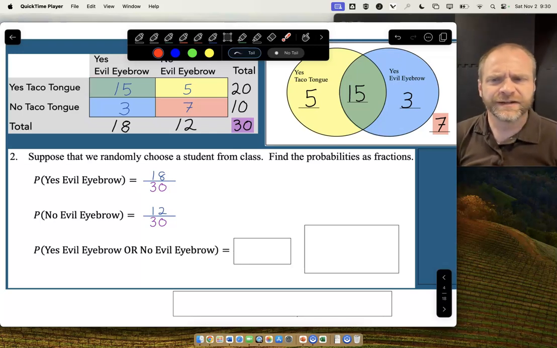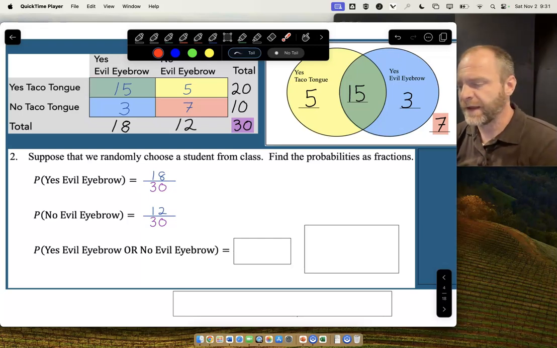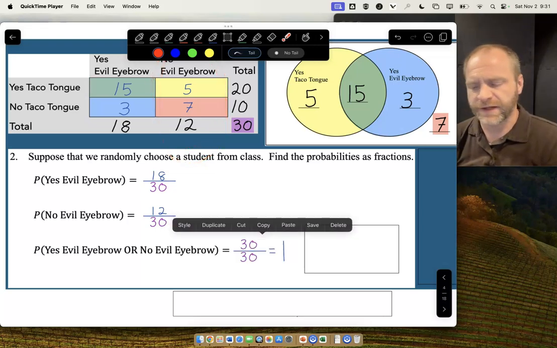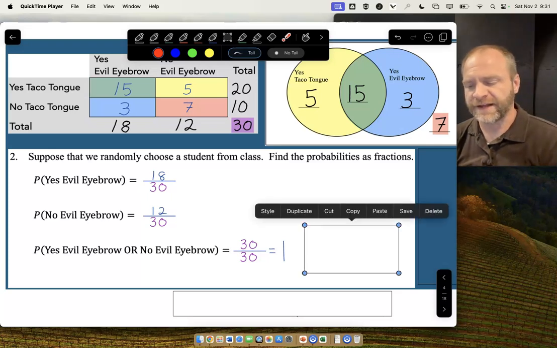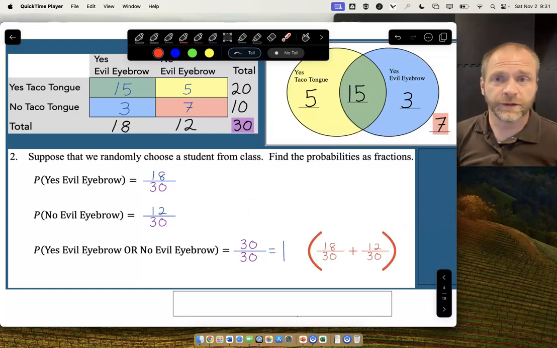Now here's something interesting. Yes, evil eyebrow or no evil eyebrow. So what does that mean I want? I want yes, evil eyebrow. That looks like 18 out of the 30. No evil eyebrow, 12 out of the 30. Well, I'm just going to add those together. 18 plus 12. So I have 18 over 30 plus 12 over 30. And that's going to give me 30 out of 30, which is 1.